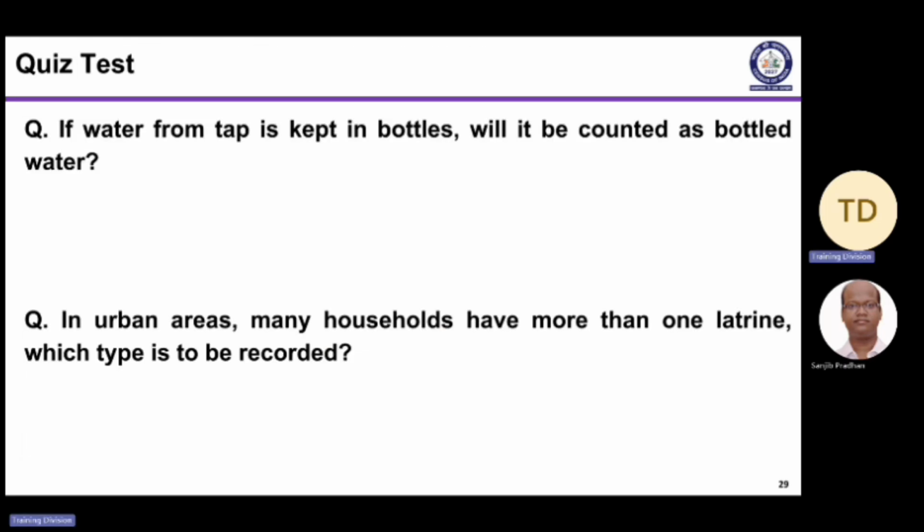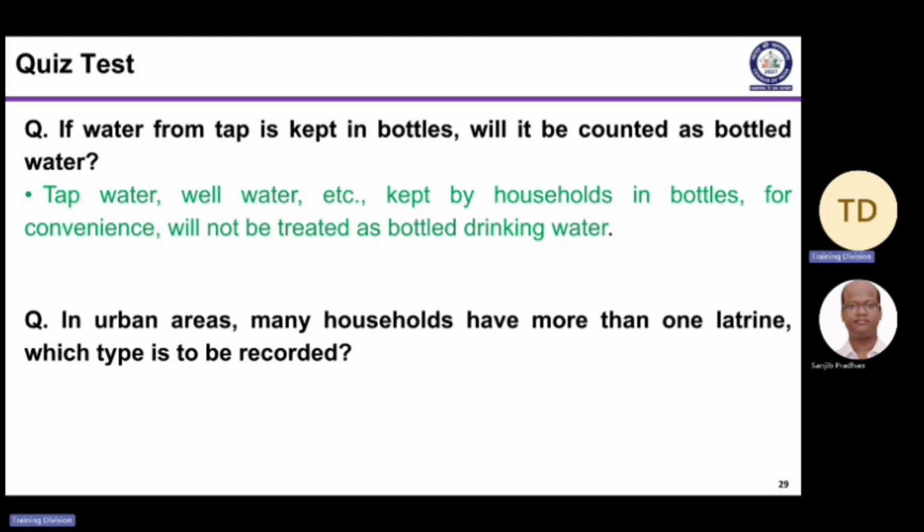Now some questions. If water from a tap is kept in bottles, will it be counted as bottled water? Sir, where is the tap? Wherever it is, inside the house or outside the house. It is not bottled water.